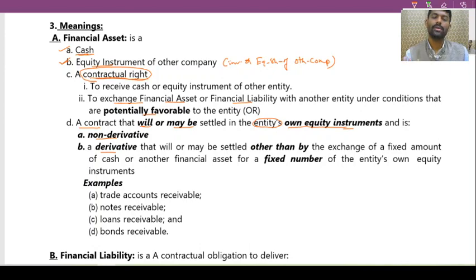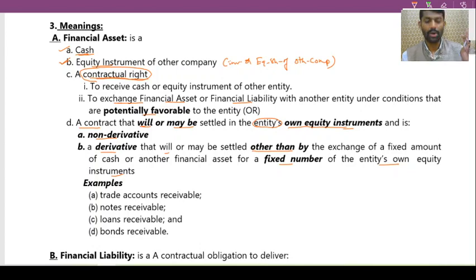Non-derivative means what? It's a primary. Are you understanding? Derived value. Non-derivative means the value is determinable. That's what we call a non-derivative. Derivative means value depends on the occurrence of an event. A derivative that will or may be settled other than by way of exchange, other than by the exchange of a fixed amount of cash or another financial asset for a fixed number of the entity's own equity instrument. Can anyone read and tell me what actually it means quickly?